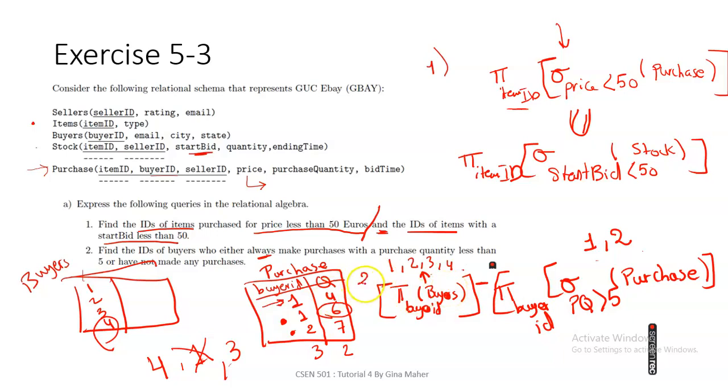So number 2 will be projection of buyer ID on buyers minus projection of buyer ID on selection of purchase quantity greater than 5 from purchase.